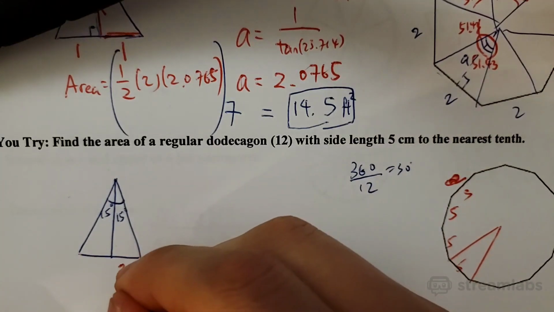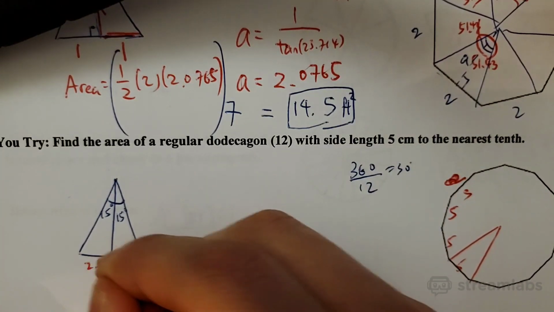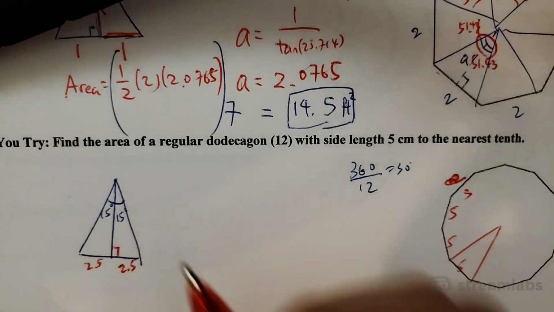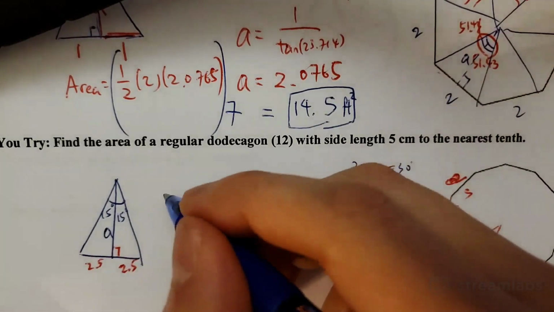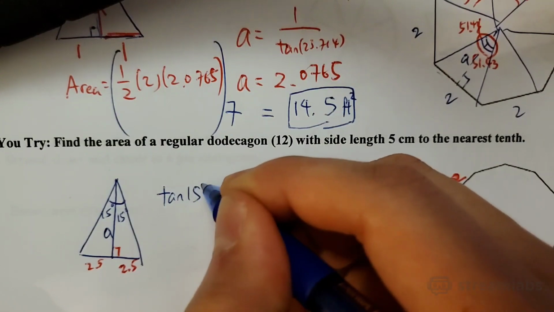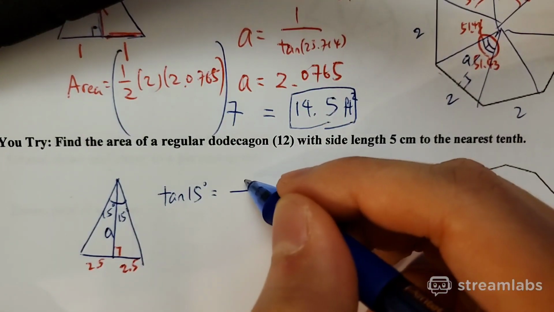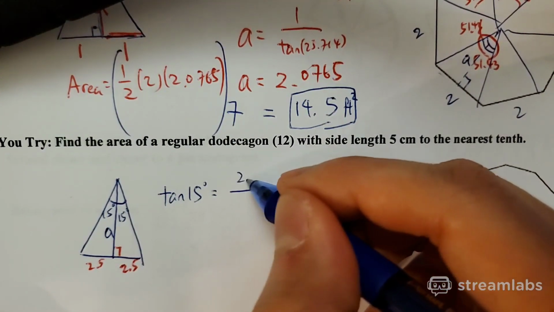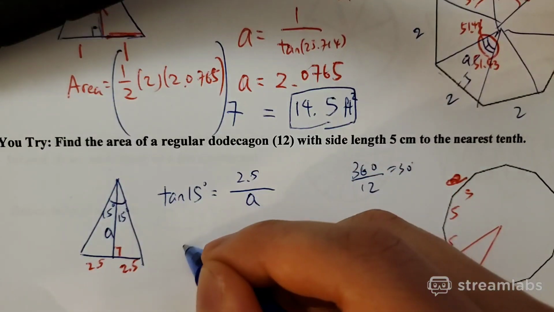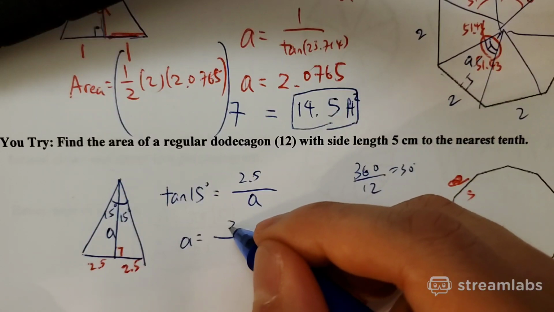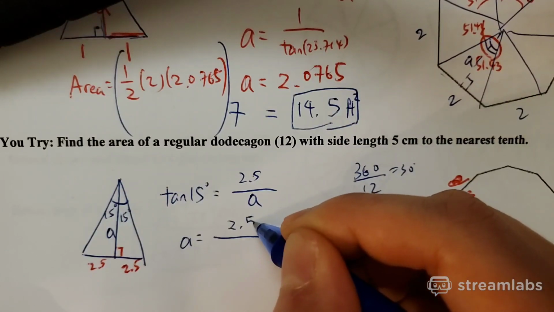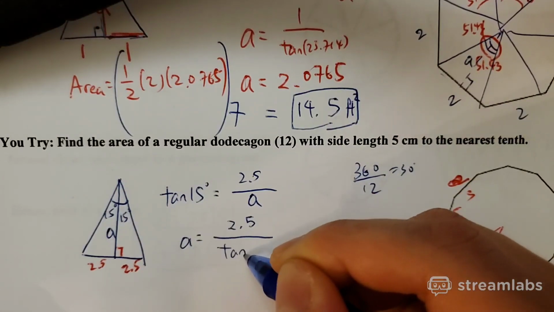And then it's 5, right? So it's 2.5 each when you cut. Like that. And you want to find the apothem, right? Same method here. Tangent, right? Tangent 15 degrees is equal to 2.5 over A. So A is 2.5 over tangent 15.